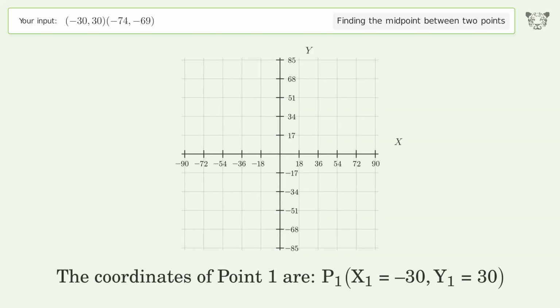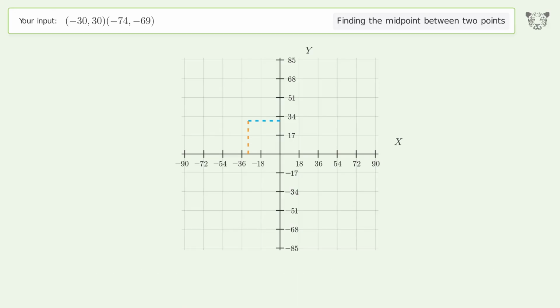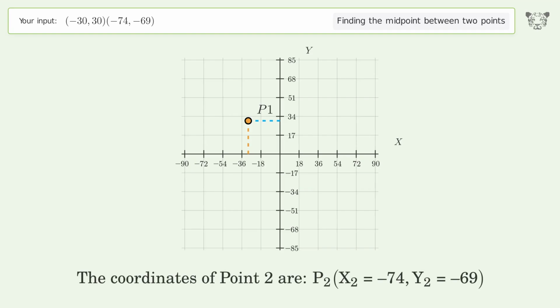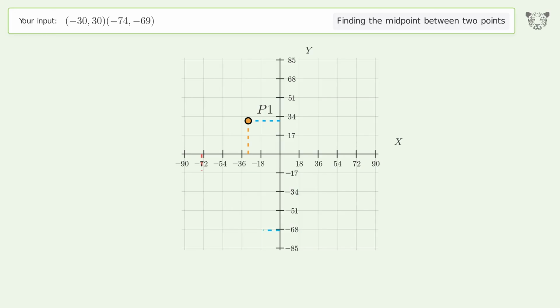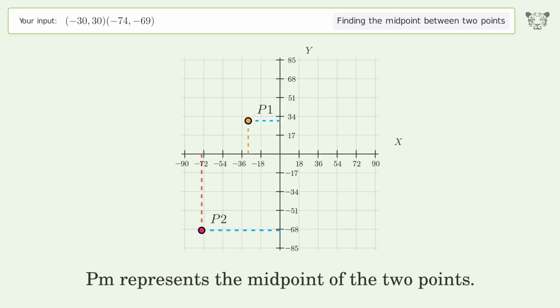The coordinates of point 1 are, x1 equals -30, y1 equals 30. The coordinates of point 2 are, x2 equals -74, y2 equals -69. PM represents the midpoint of the 2 points.